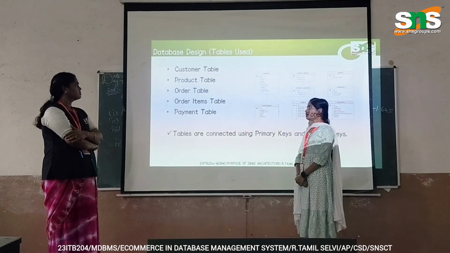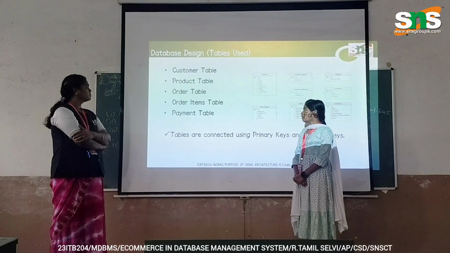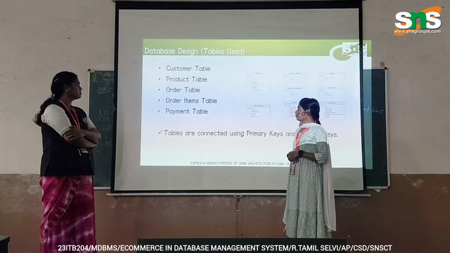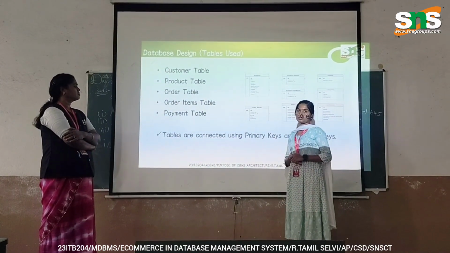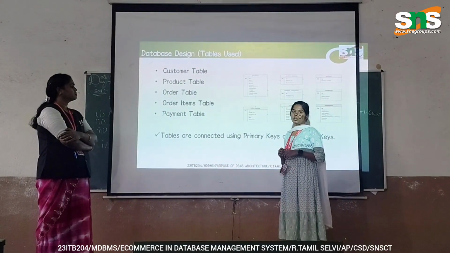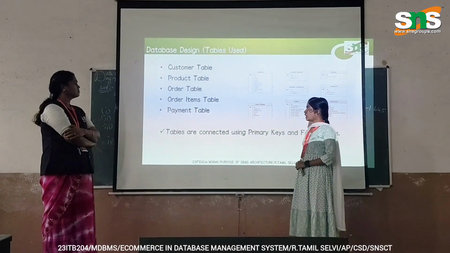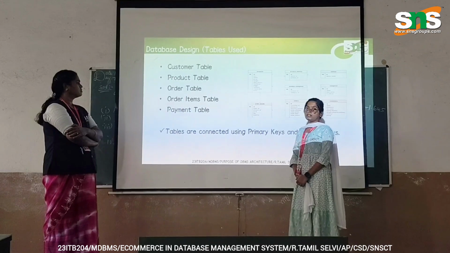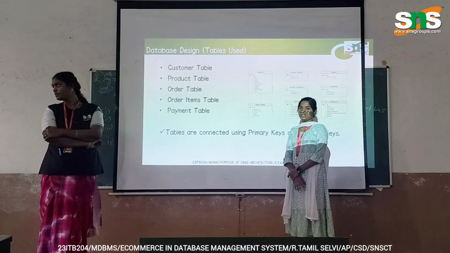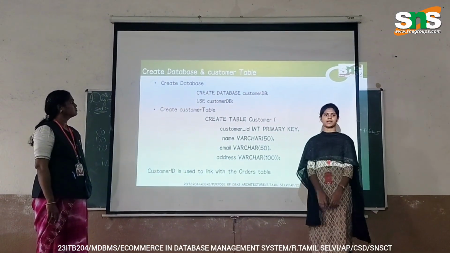Order items table. The order items table stores the products inside each order. It connects product ID and order ID. Payment table. The payment table stores payment details like payment mode, payment status, amount, total amount. Relationship in this system: one customer can place many orders, and one order can contain many products.